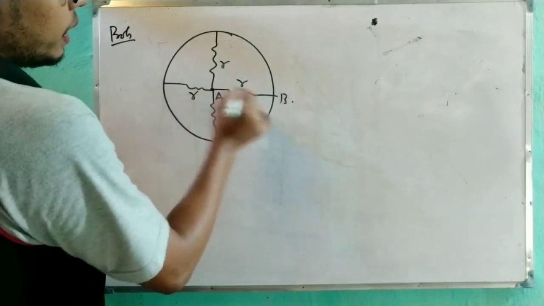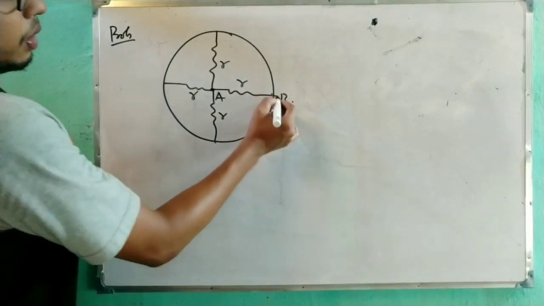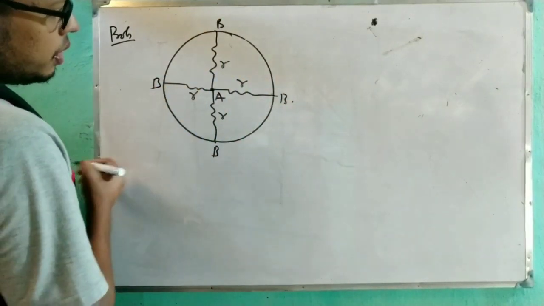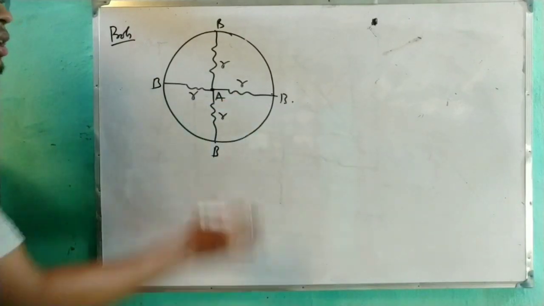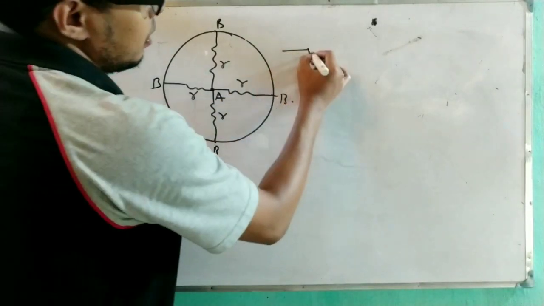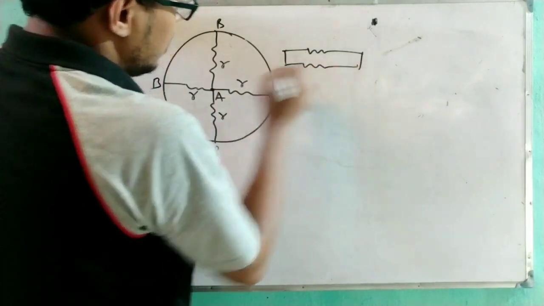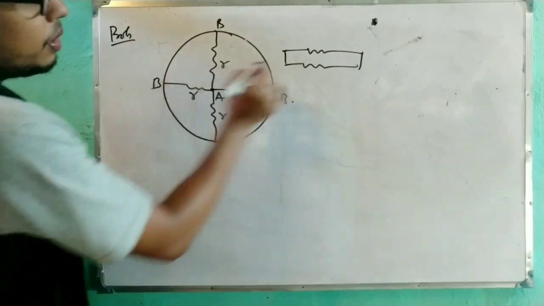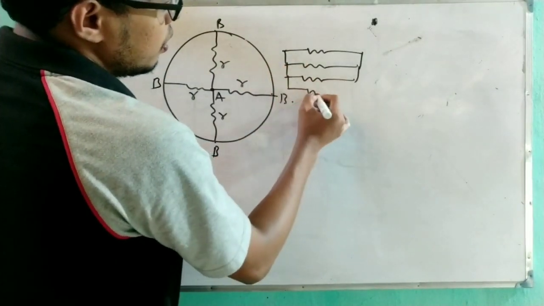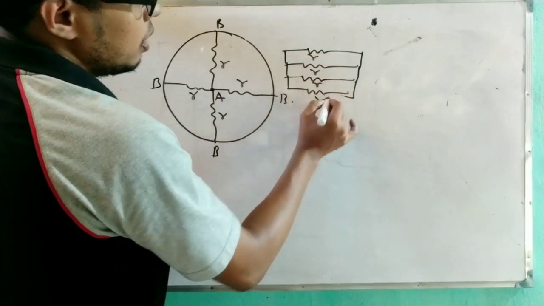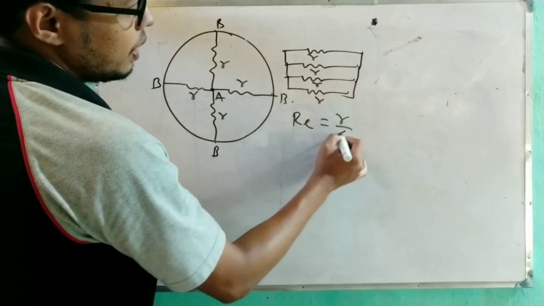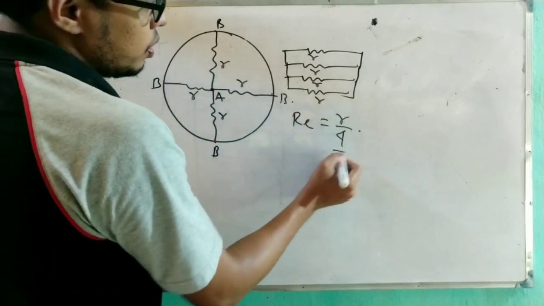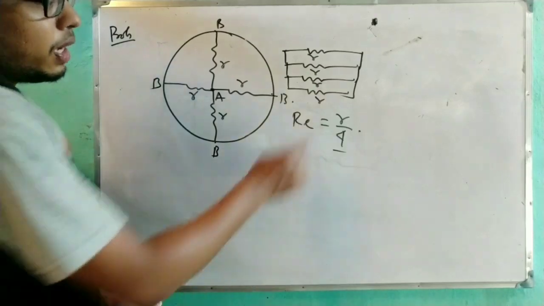Then how to find the equivalent resistance in between A and B? See, this point is B, means this is also B, and B. All the resistors are connected in between A and B, so these are parallel. Means this is connected in between A and B, A and B, A and B, and A and B. So these four resistors are connected in parallel, so R equivalent will be R by N, number of resistors how much? This is 4, so that's why R by 4.